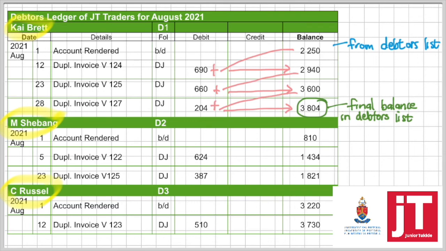And that 3,804 Rand will be the amount that is recorded on the debtors list. And you will do exactly the same for M. Shabang and C. Russell. Yet again, the opening balance, the account rendered, is the amount from the debtors list from last month. And then you have to go to your debtors journal and look for Shabang's name and put that specific invoice number and sales price in for each one.